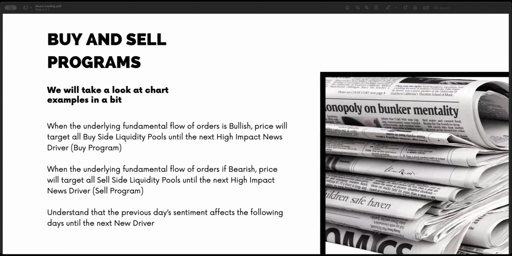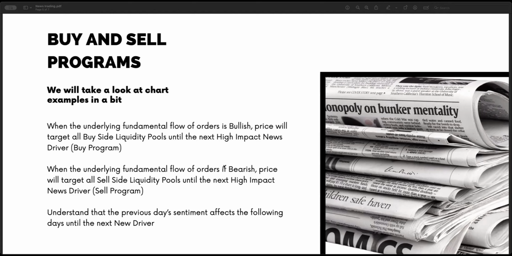Now, when the underlying fundamental flow of orders is bearish, I just realized there's a spelling mistake here. Sorry. Price will target all sell-side liquidity pools until the next high-impact news driver. That would be a sell program. A crucial point to take into consideration, because this explains the next day's price action, is that the previous day's sentiment will affect the following days until the next news driver.